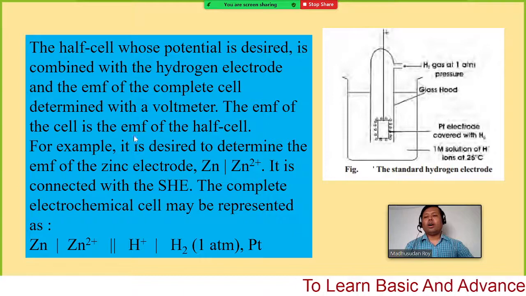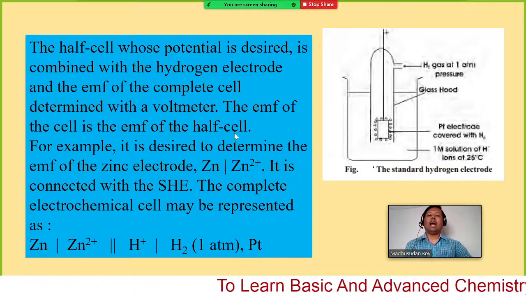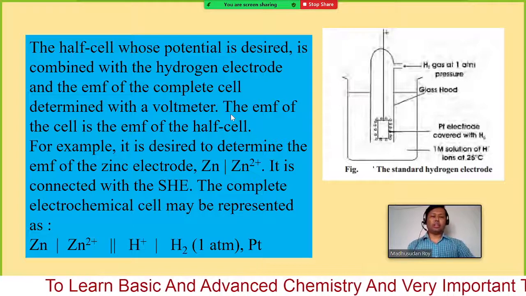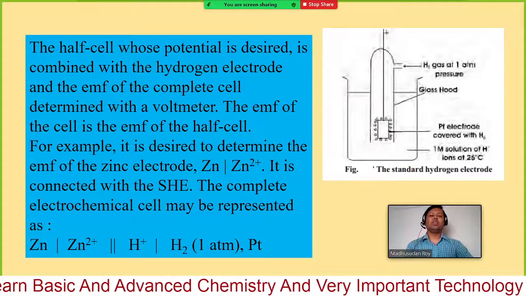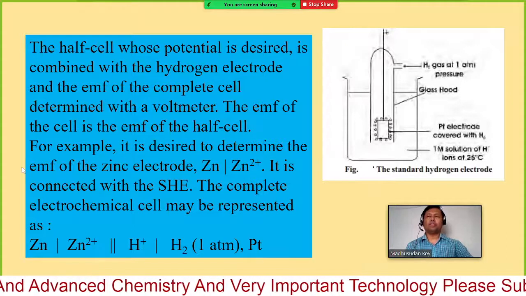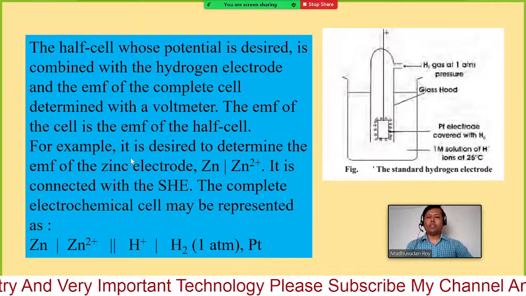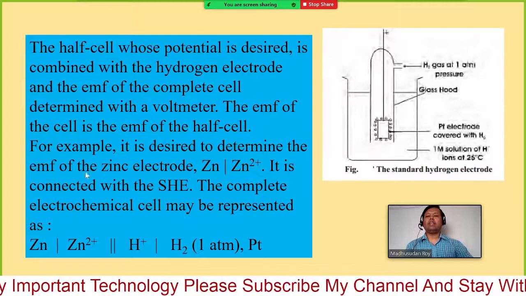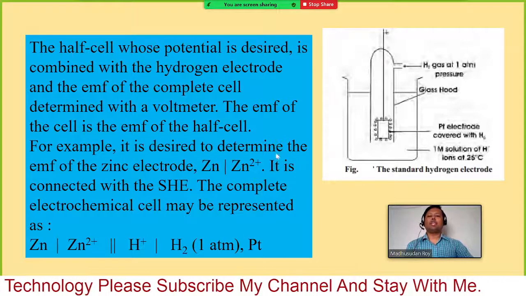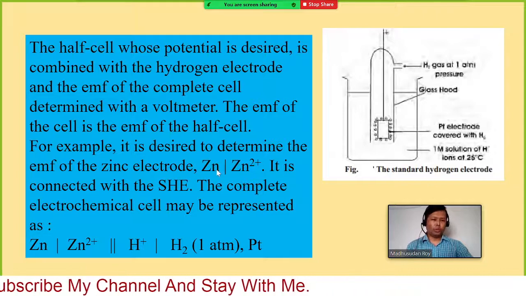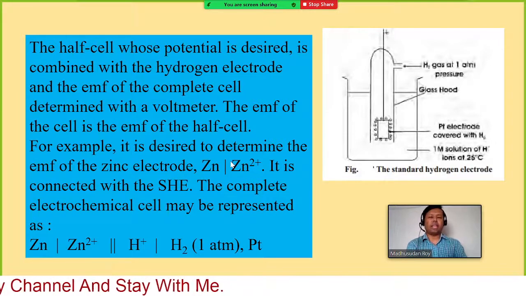The EMF of the cell is the EMF of the half cell. Actually, because the hydrogen electrode has the electrode potential 0, we will not have any other value except the half cell potential. For example, let us consider we want to determine the EMF of the zinc electrode. Already we know that one, but we want to determine it.